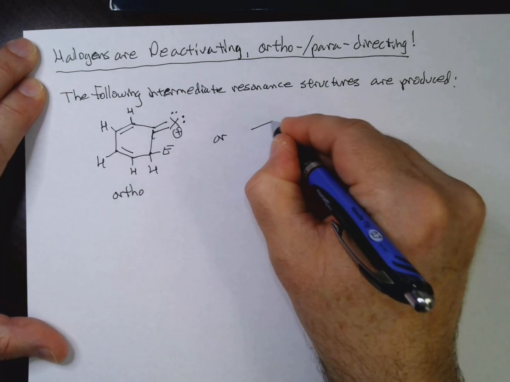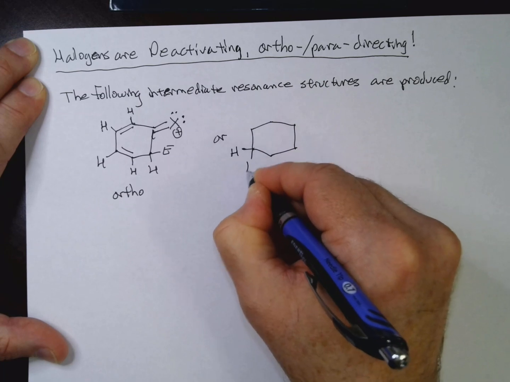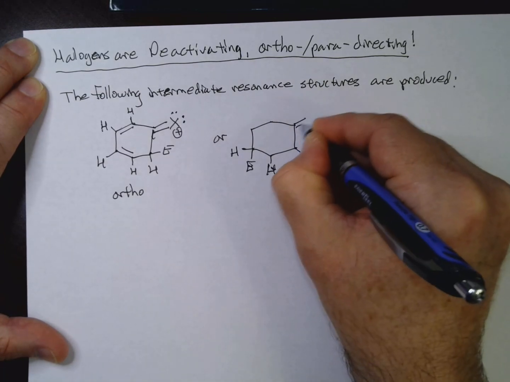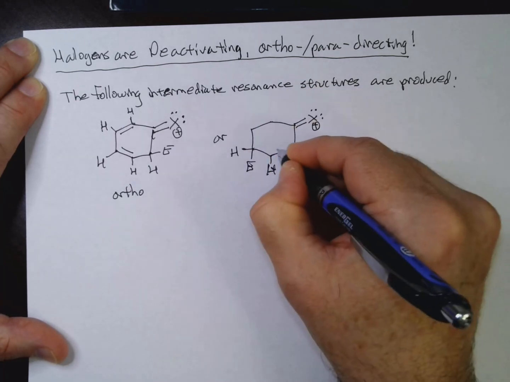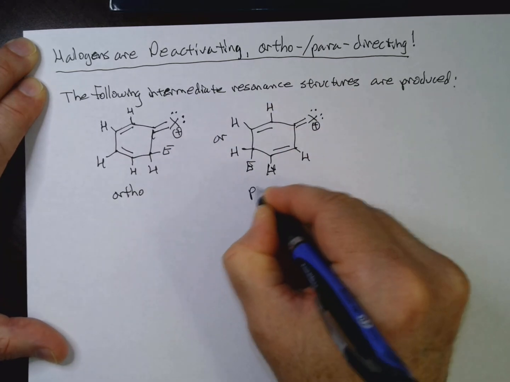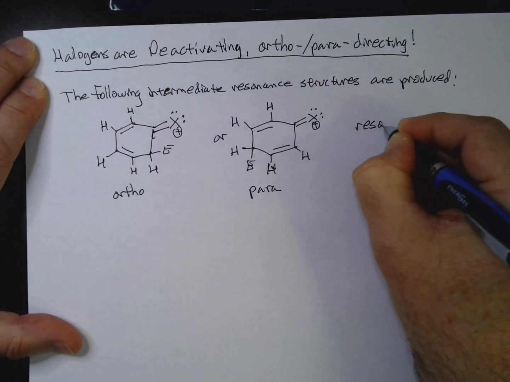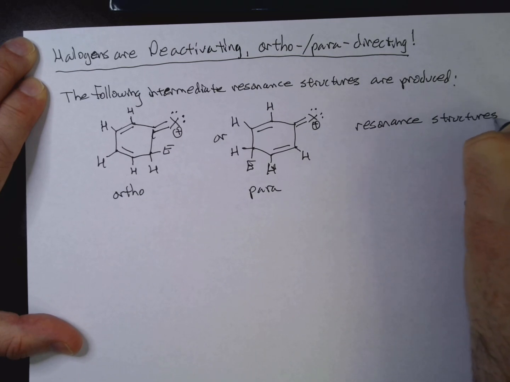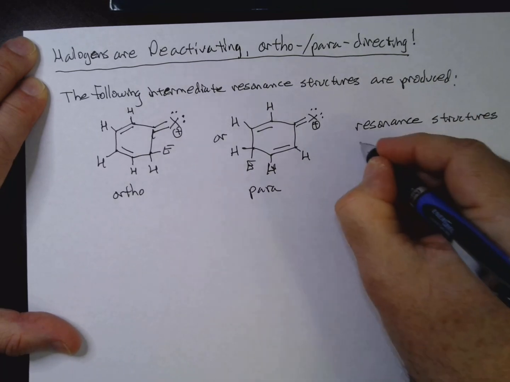Same thing for para. Double bond there, double bond there. Same thing for para. So these resonance structures are stabilized by a lone pair from the halogen.